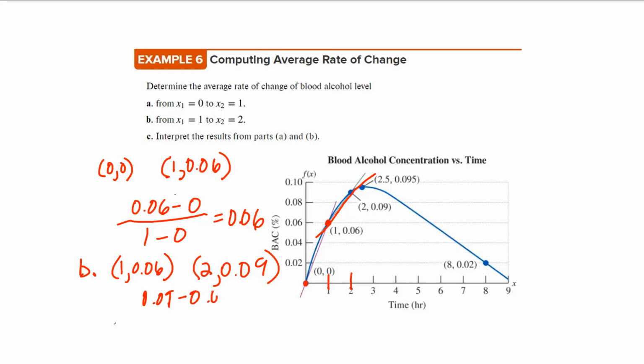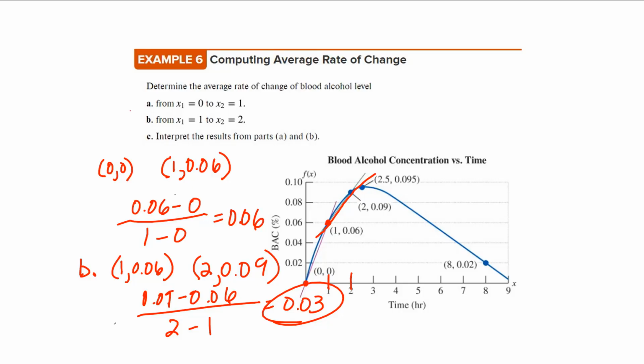So 0.09 minus 0.06 divided by 2 minus 1, and that is just going to be 0.03, so 3% per hour. So you started out where your rate of change was 6% per hour. Now it's dropped to 3% per hour.